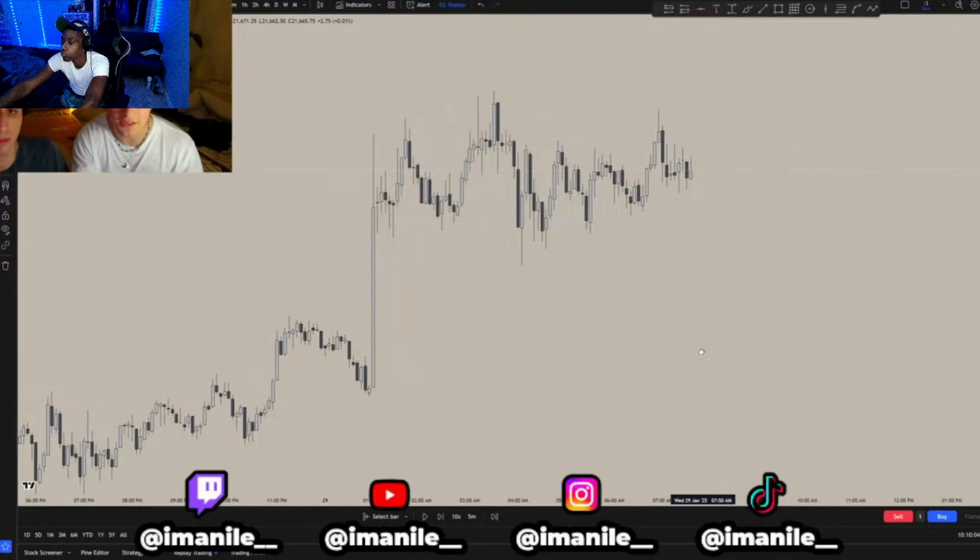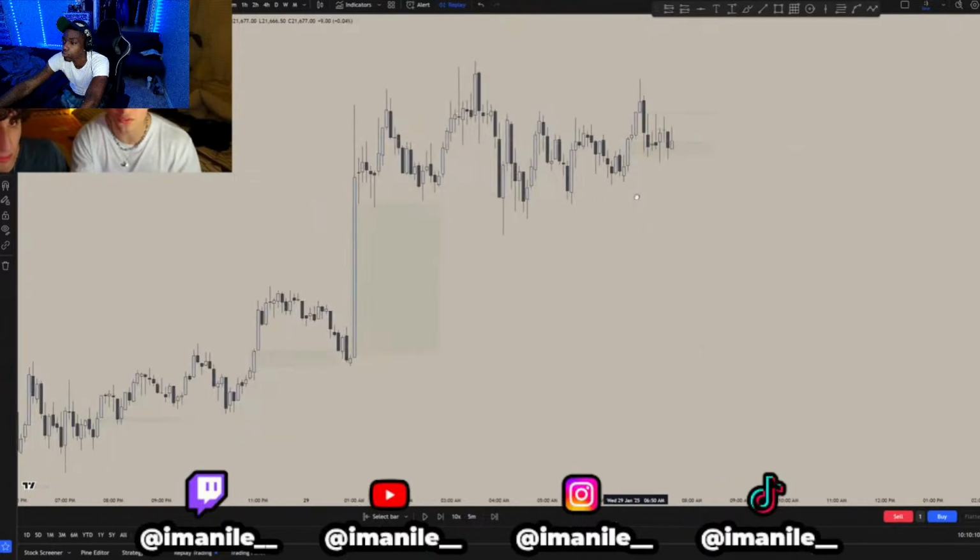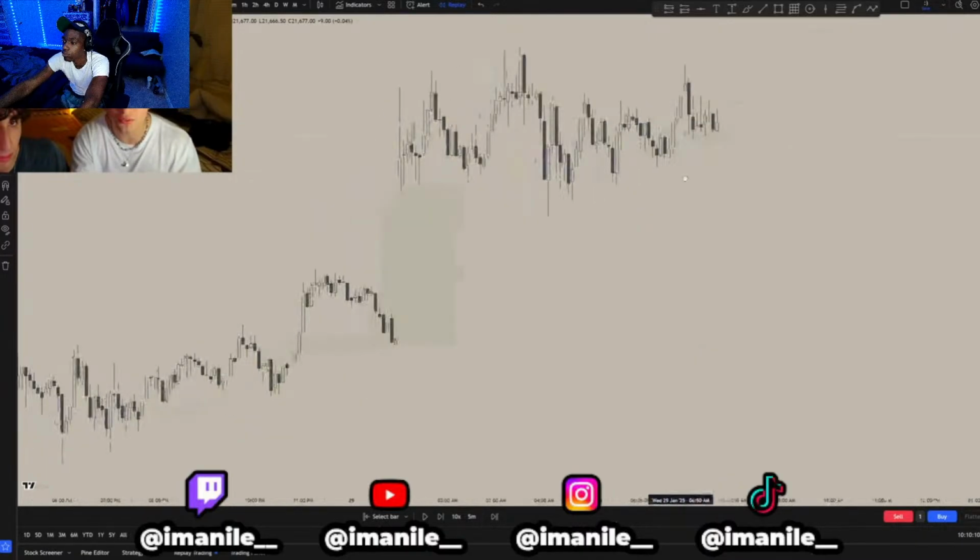Now, if we look at price action right here, right before that sell off, what do we notice? We notice that price has been respecting bullish fair value gaps this entire time and delivering price higher. We have this very obvious bullish fair value gap right here, which you can clearly see has been respected multiple times, and price continues to deliver higher.